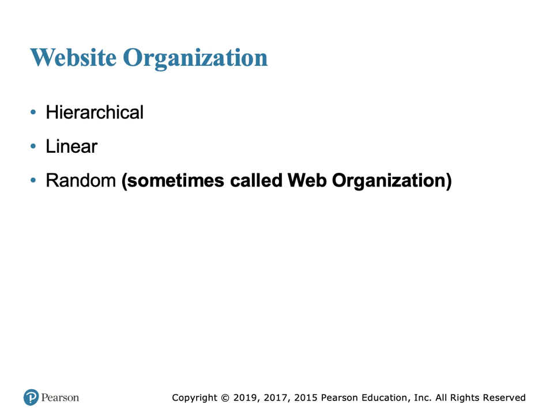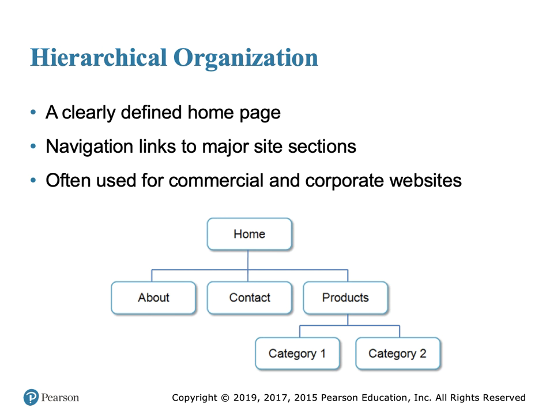How visitors move around your site and how they find what they need is largely determined by the website's organization. There are three common types of organization: hierarchical, linear, and random, sometimes called web organization. Most websites use a hierarchical organization similar to what is represented in this graphic. The home page and the first level of pages generally represent the site's main navigation bar. In this example, the product page would have a sub-navigation of Category 1 and Category 2. It is important that you understand that these boxes represent pages on the website.